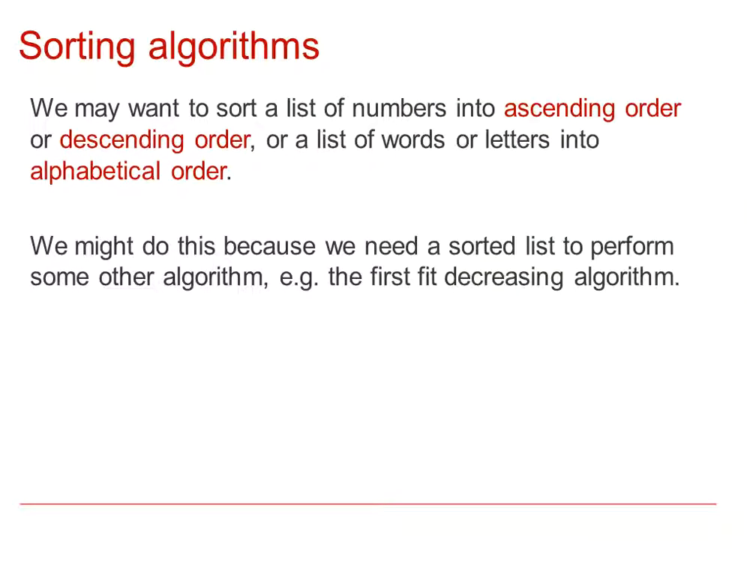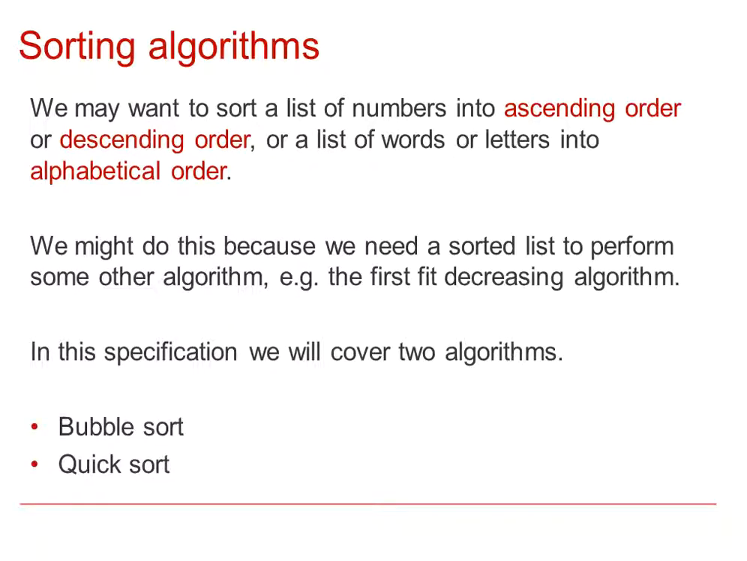We may want to sort a list of numbers into ascending order or descending order, or a list of words or letters into alphabetical order, and we need to check the order required in a particular question. We might do this because we need a sorted list to perform some other algorithm. For example, the first fit decreasing algorithm requires the items to be in descending order before starting.